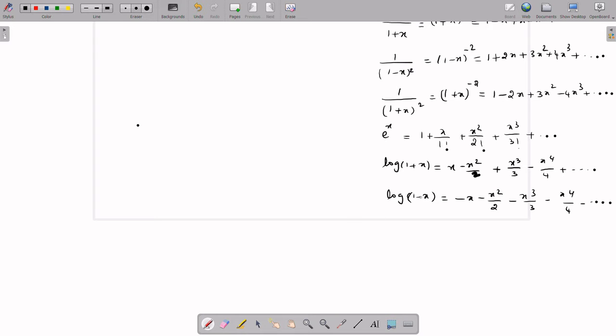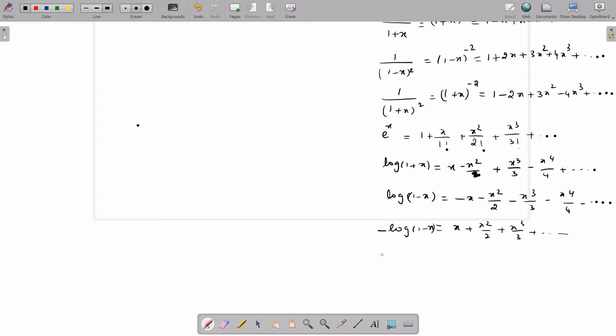Or you can write this to be x plus x squared by 2. By this way also you can remember this. This can be written as, taking minus outside, x plus x squared by 2 plus x cube by 3 plus etc., and you take that minus this side, so minus log of 1 minus x. This way also you can remember this formula.